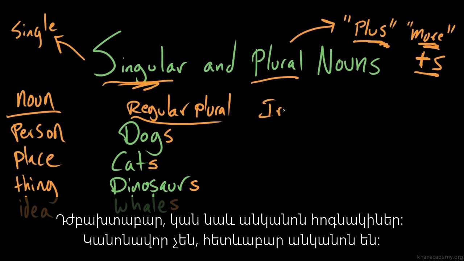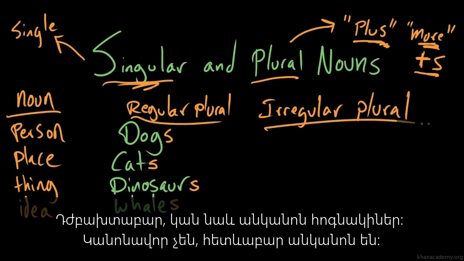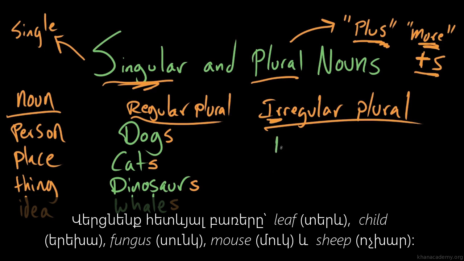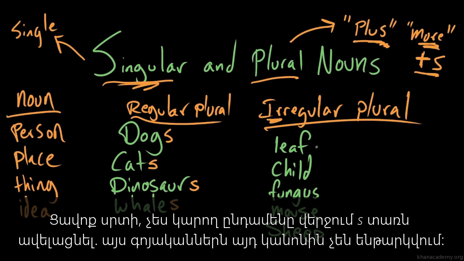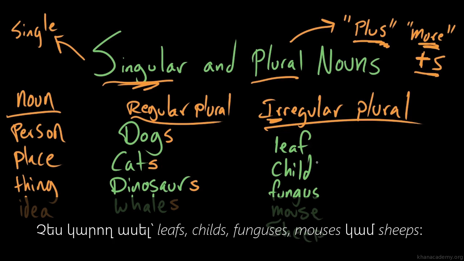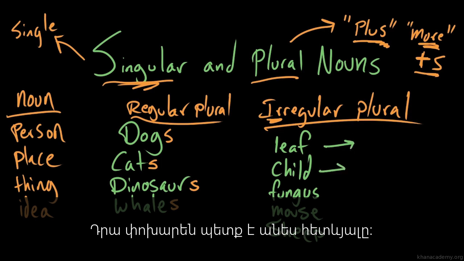However, here's the bad news. There are some irregular plurals. They are not regular, thus irregular. So now we have words like leaf and child and fungus, which is like a mushroom, mouse, and sheep. So you can't just add an S to these. That's unfortunately not how these nouns work in English. You can't say leafs and childs and funguses and mouses and sheeps. This is how you do it.